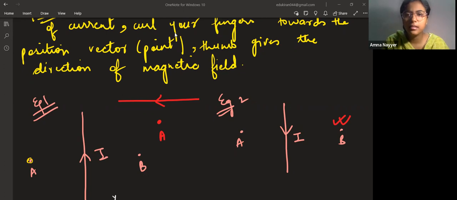See, Sania, look here. Now the current element is pointing downwards, right? The direction of current is downwards. So how will you keep your hand? In which direction should the fingers point right now? Yes, Sania?